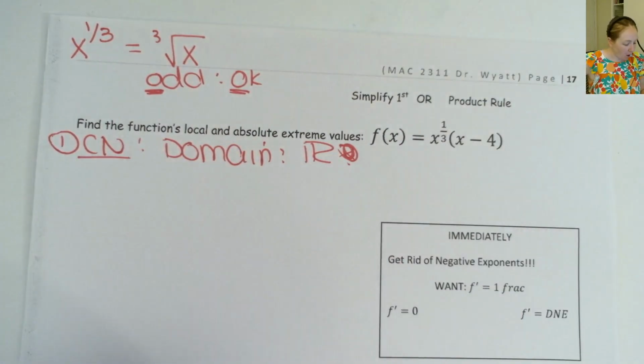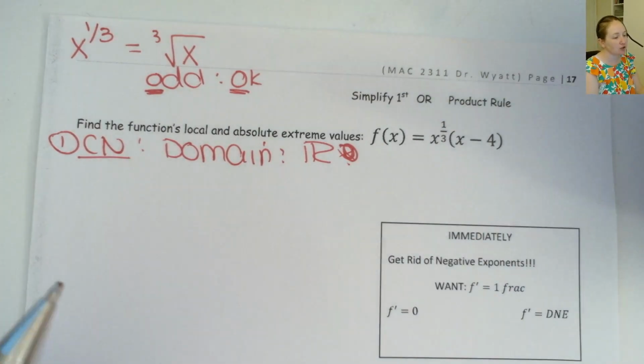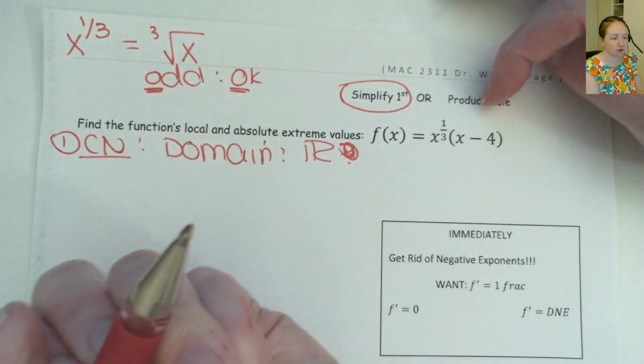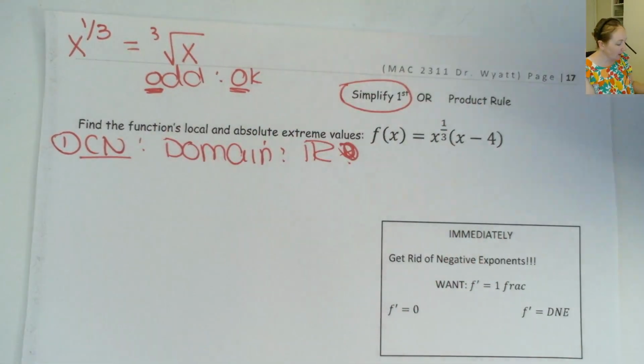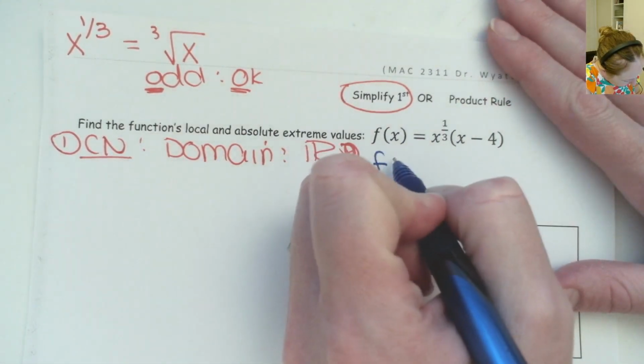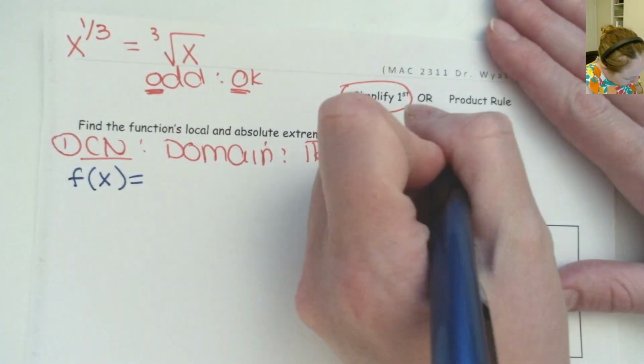All right. So then we need to figure out where the first derivative is equal to 0 or does not exist. You can do whatever you want to do here. You could simplify first, or you could do the product rule. I'm personally going to simplify first because I feel like it's easier and it will demonstrate more than using the product rule.